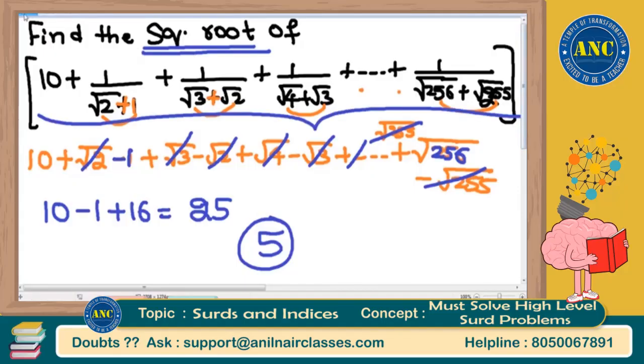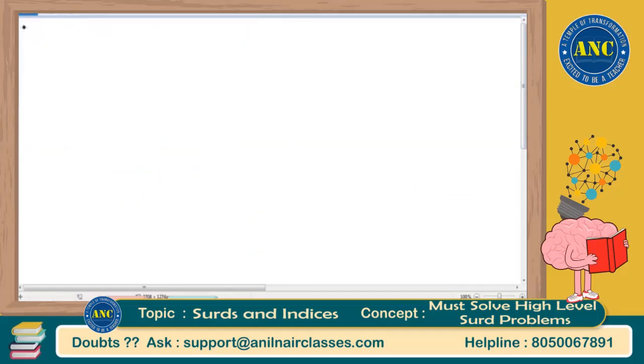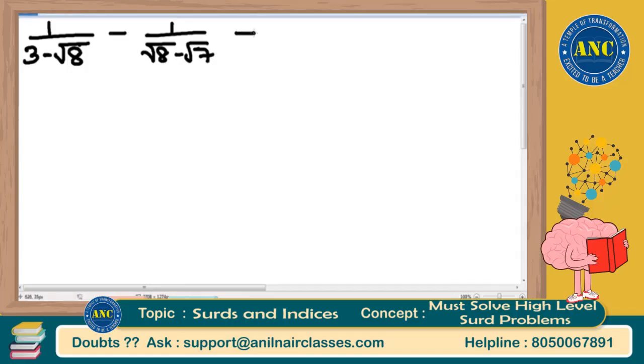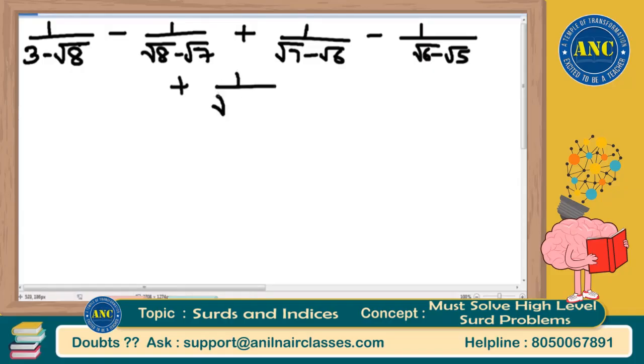Similar kind of question. See here. Suppose your question is simplify. This variety we already solved in our previous class. Simplify 1 by 3 minus root 8, minus 1 by root 8 minus root 7, plus 1 by root 7 minus root 6, minus 1 by root 6 minus root 5, plus 1 by root 5 minus root 4, or it is 2. This value I need to find. Simple again. Root 3 is root 9. 9 minus 8 is 1, 8 minus 7 is 1, 7 minus 6 is 1, 6 minus 5 is 1, 5 minus square root of 4, which is nothing but 2, 5 minus 4 is 1. Denominator everywhere is 1 itself.